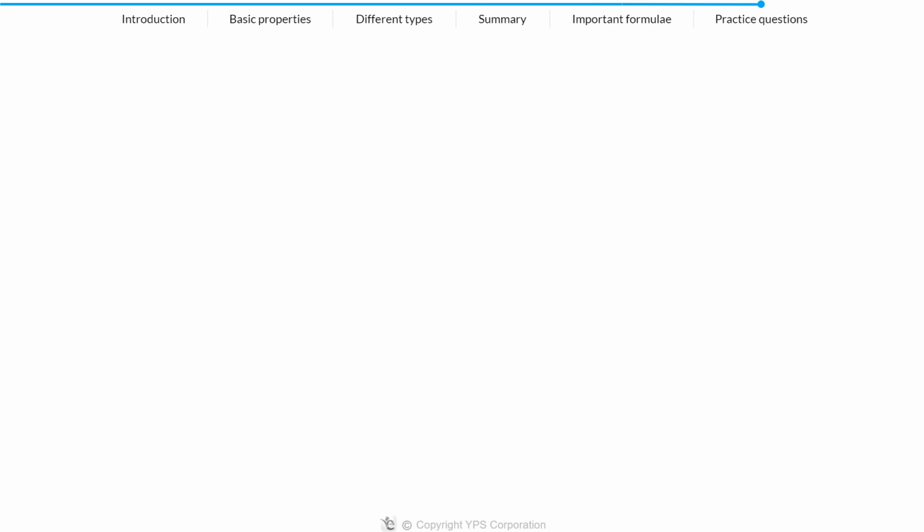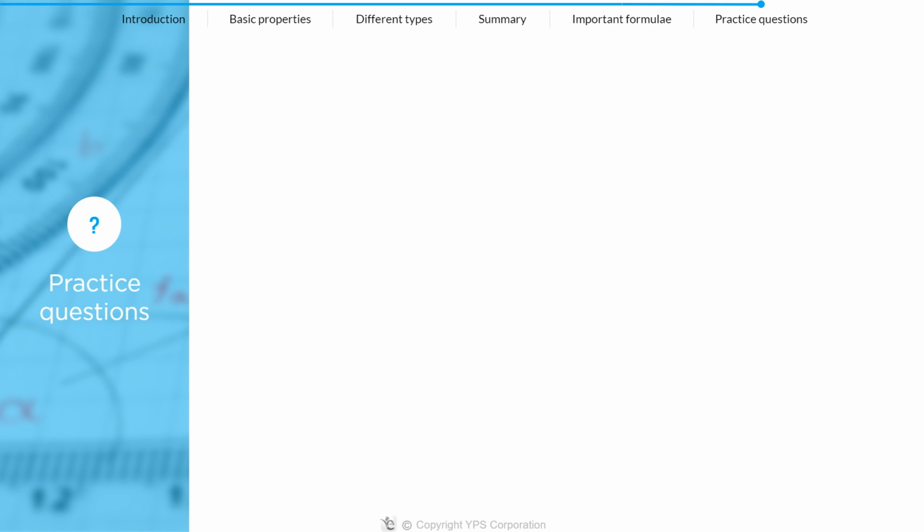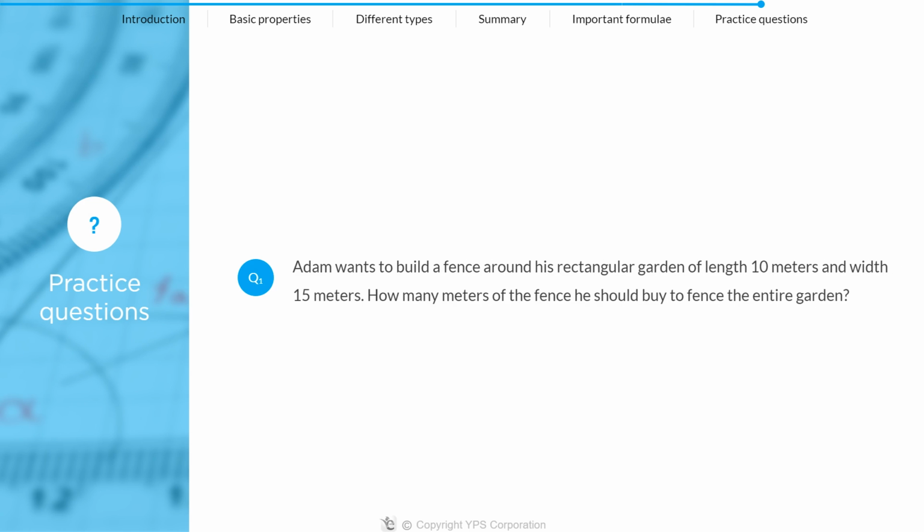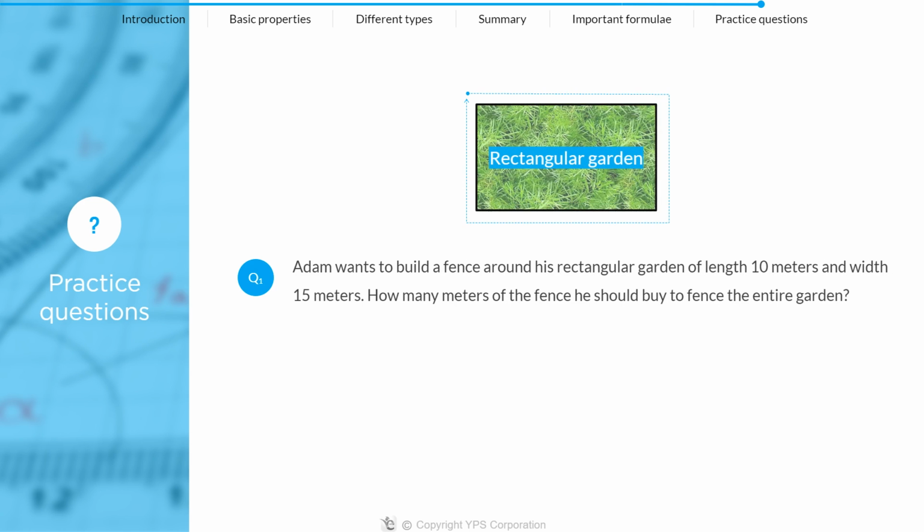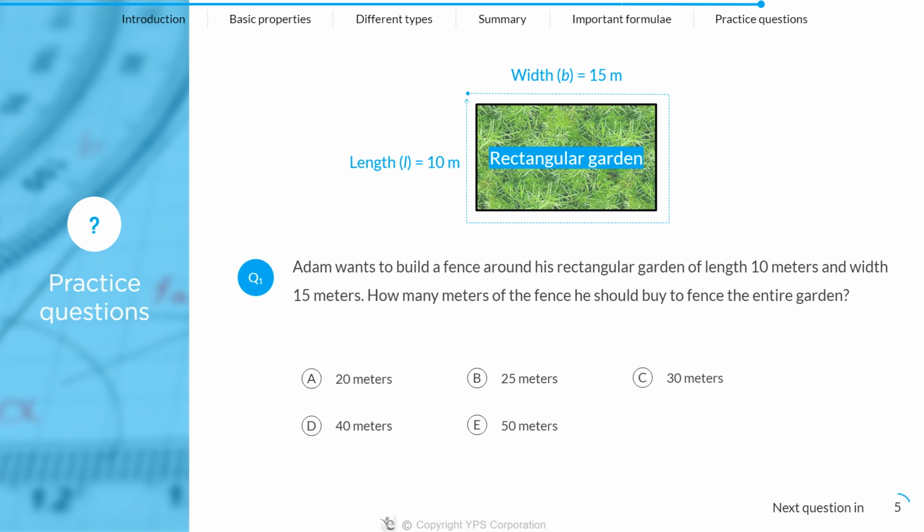Now that we have discussed all the properties of five quadrilaterals, let's put your learnings to the test. Question 1. Adam wants to build a fence around his rectangular garden of length 10 meters and width 15 meters. How many meters of fence should he buy to fence the entire garden? 20, 25, 30, 40 or 50 meters?